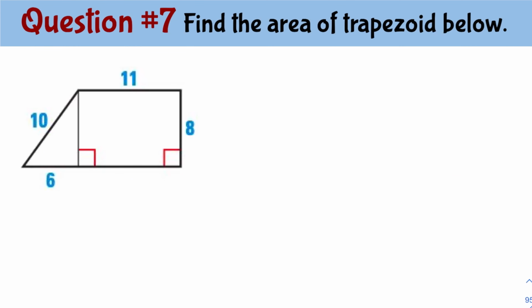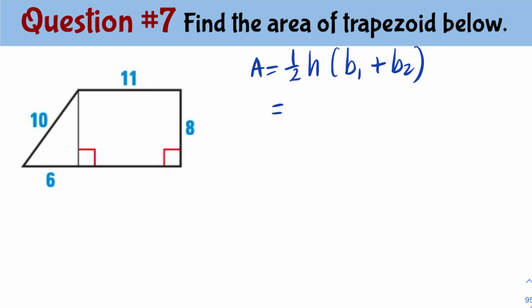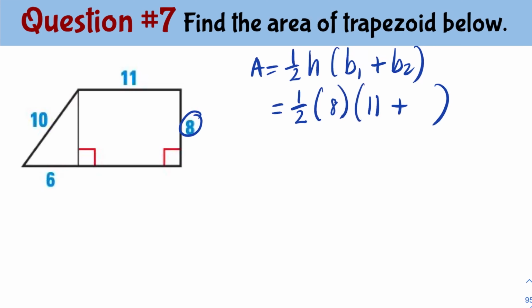Question number 7. Find the area of the trapezoid below. So again, we will use the formula 1/2 times the height times the sum of base 1 and base 2. What is the height of the diagram on the left? 8 units. That is the line perpendicular to the two bases. So we have 1/2 times the height is 8, and base 1 is 11. But how long is base 2? Well, we know that this is 11. So that means from this point to this point is also 11. So base 2 is the sum of 6 and 11, which is 17.